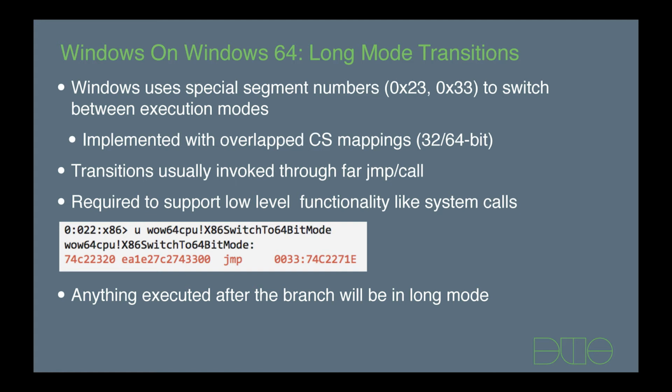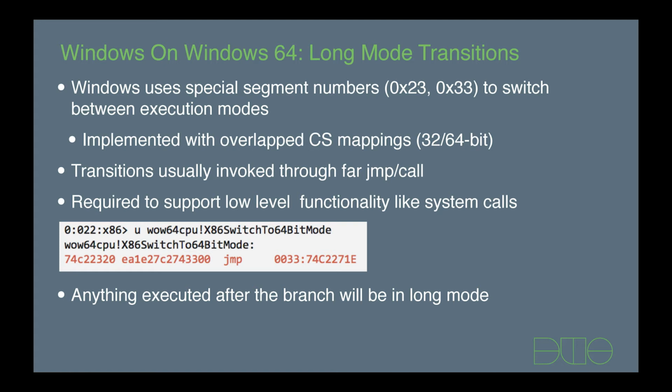Okay, so long mode transition. So how does this stuff switch back and forth? Windows uses 2 special segment numbers, hex 23 for 32-bit and hex 33 for 64-bit, to switch between modes. And this works with overlapping code segments. So whether a code segment is 64 or 32-bit is determined by the L bit in the segment descriptor. If it's set, it's 64-bit. If it's not, it's a 32-bit segment.